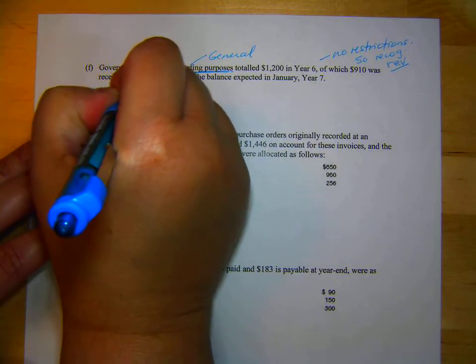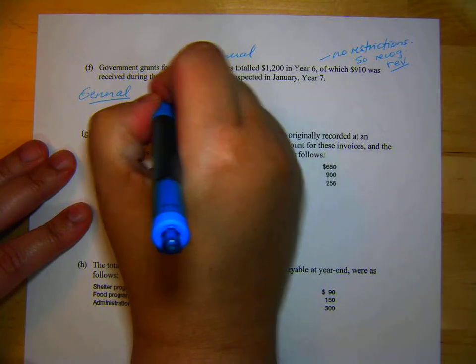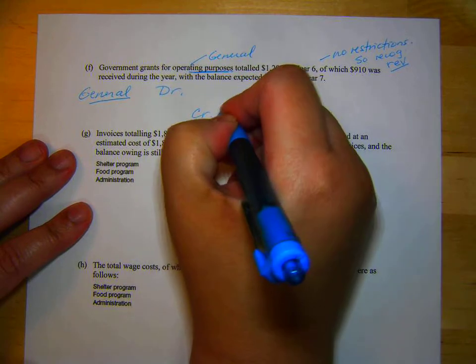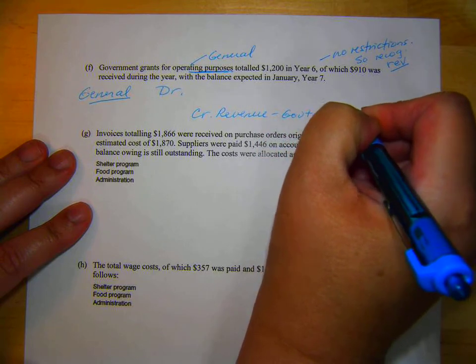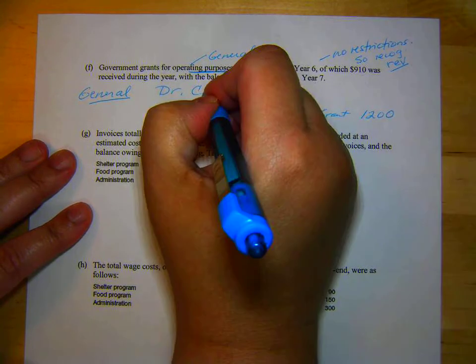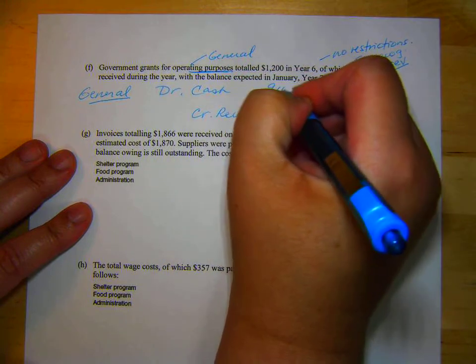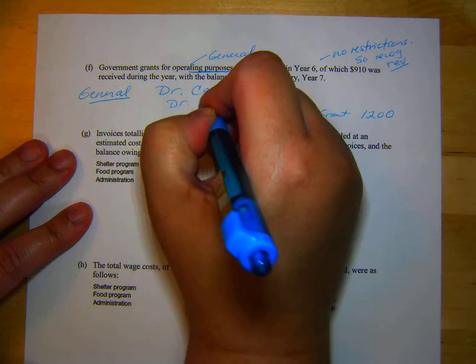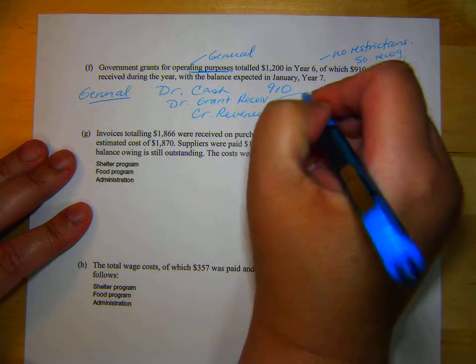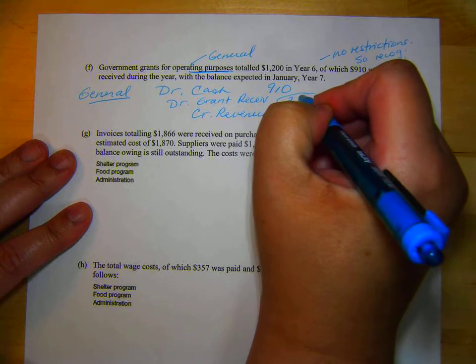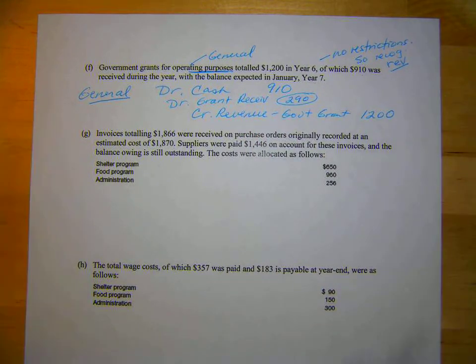So, this is in the general fund. We got revenue from the government grant of $1,200. Some of it was cash, and the rest was some kind of grant receivable. Fill in the blank, and it works out to $290. So you just subtract it. Okay.